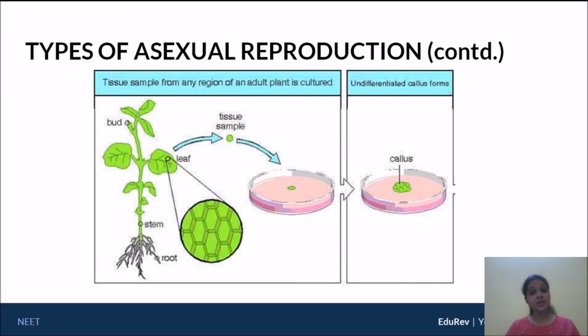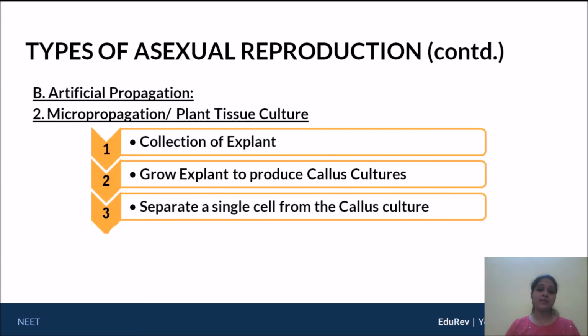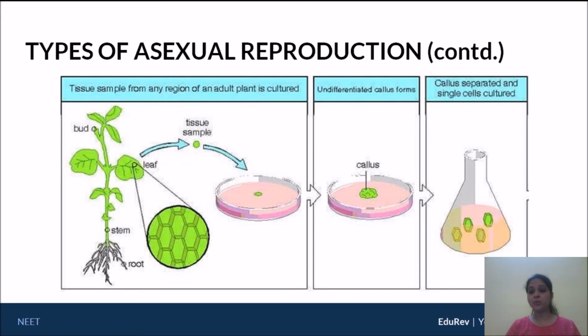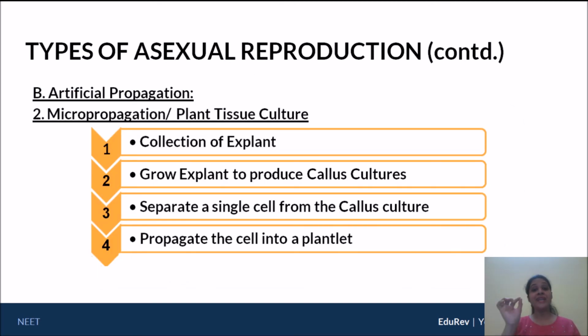Now the advantage here is this. Each cell of this particular callus is behaving as an individual zygote, okay, which means each of them has the potential to give rise to new plants. So the next step is this. Now from that big mass of callus, separate single cells from the callus culture. So here is what we do. We take this particular callus, put it probably into a beaker and separate it into single cells. Now what is the advantage behind this? Each cell can be propagated into a new plantlet.